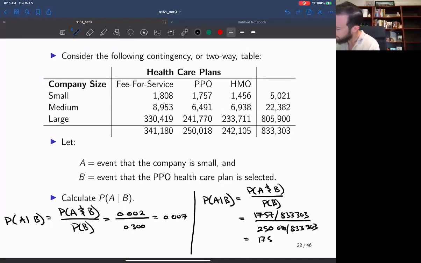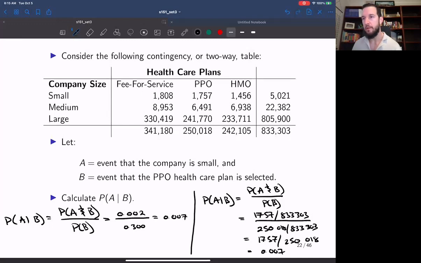Okay, and that gives us 1757 divided by 250,018. Now, the reason that I wanted to show you this second expression is because you can see what's happening here is that the total is being canceled out. So we're ending up with only this section of the contingency table.